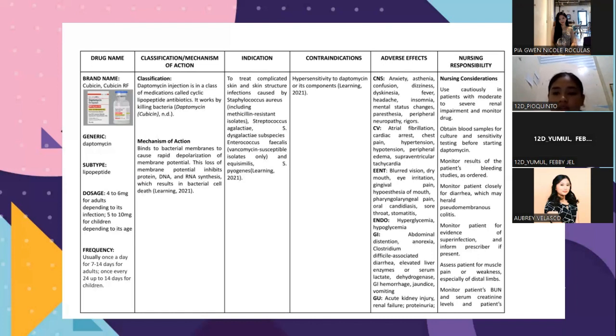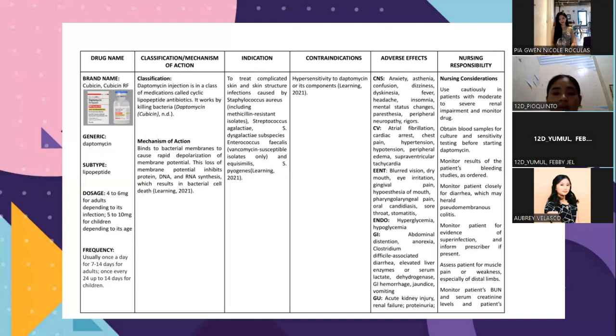In the gastrointestinal: abdominal distension, anorexia, Clostridium difficile-associated diarrhea, elevated liver enzymes or serum lactate dehydrogenase, GI hemorrhage, jaundice, and vomiting. In genitourinary: acute kidney injury, renal failure, proteinuria, tubulointerstitial nephritis, and UTI. In hematologic: anemia, decreased platelet count, eosinophilia, prothrombin time changes, thrombocythemia, thrombocytopenia, and thrombocytosis.